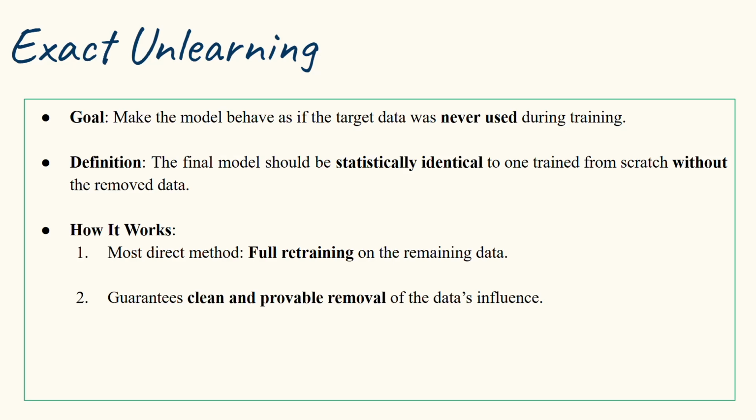To address this, some techniques like SISA aim to reduce retraining costs by breaking the training process into manageable chunks. So instead of retraining the whole model, you retrain just a small part of it, the part that was exposed to the data point you want to unlearn. While this helps improve efficiency, it's still a form of retraining and the costs can add up.